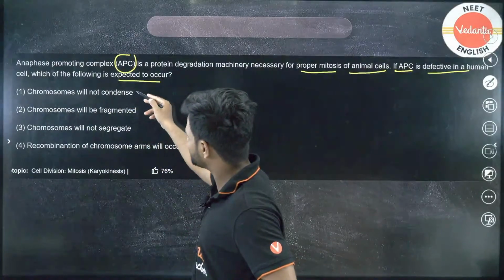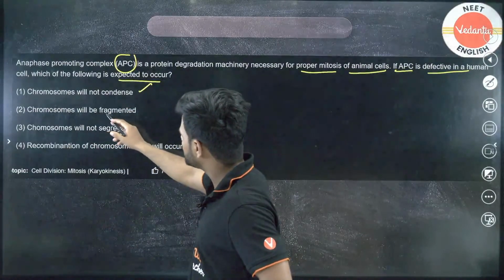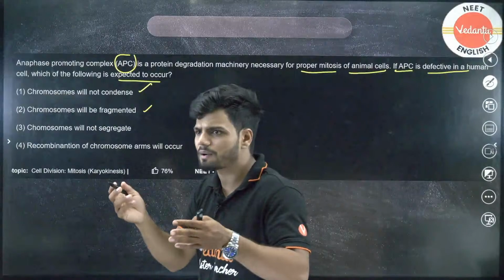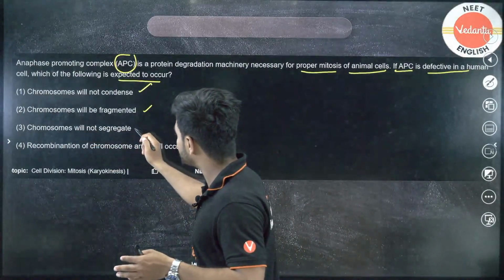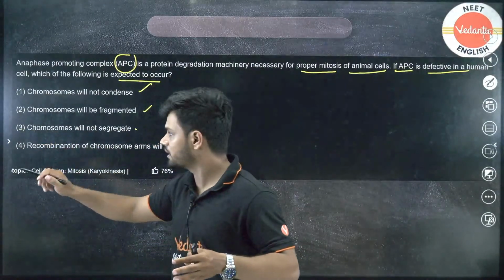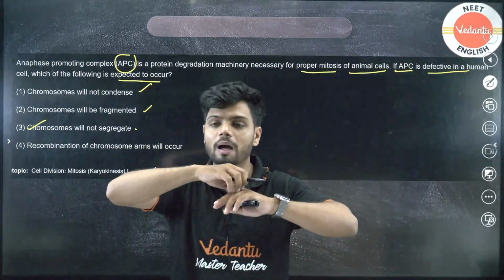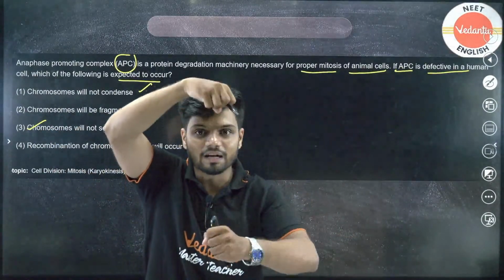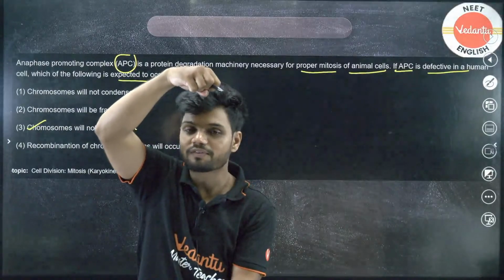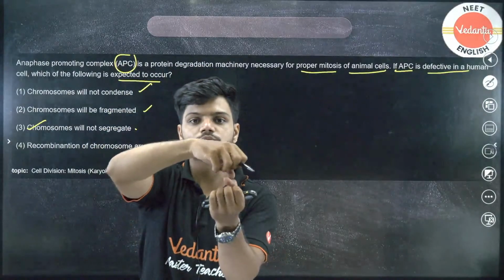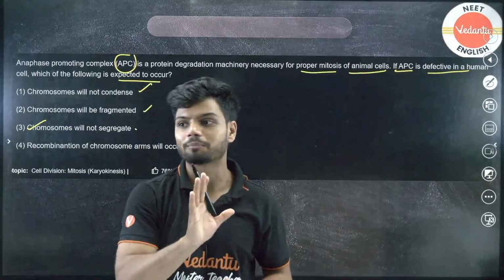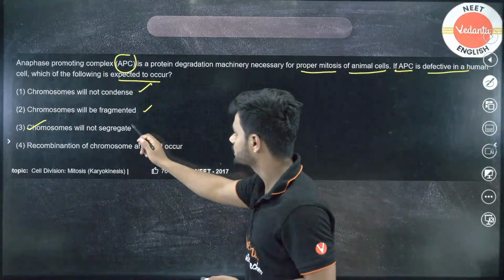Chromosome will not condense, it will still condense. Chromosome will be fragmented, no. Chromosomes will not be fragmented. Chromosomes will not segregate, yes. Tell me, if anaphase is not happening properly, will the chromosome segregate out? Obviously not. Chromosomes will not segregate out if anaphase is not happening properly. So 3 is the answer.